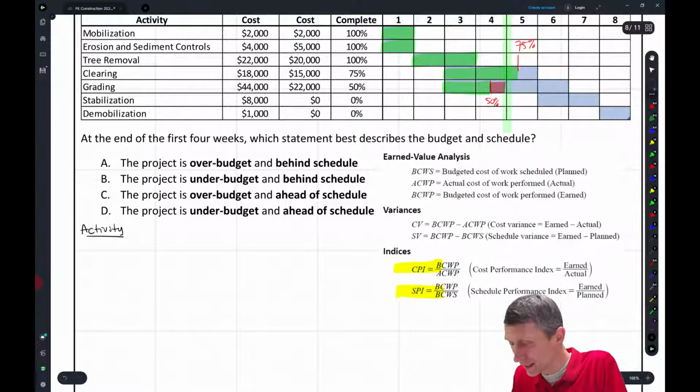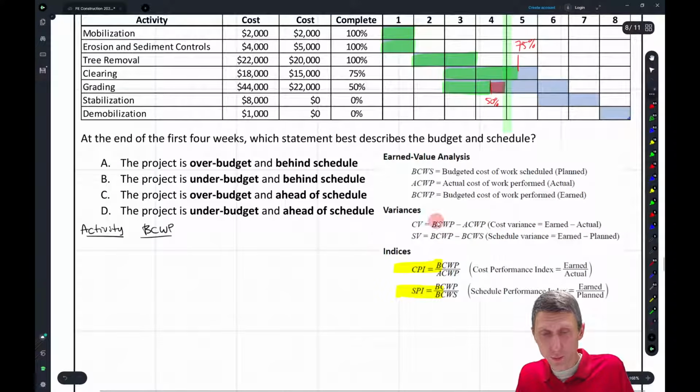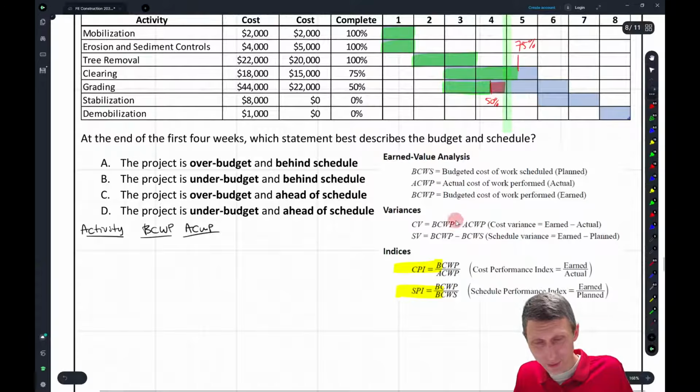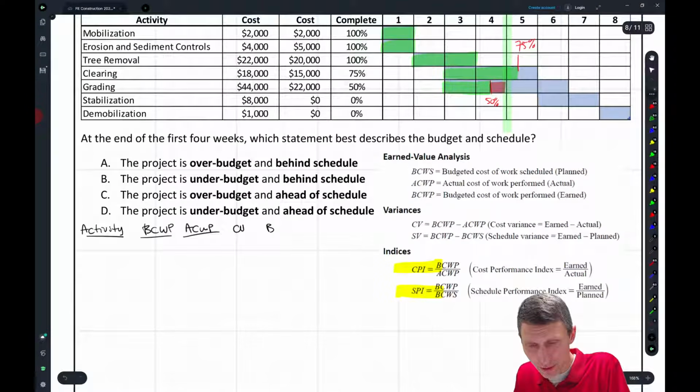Okay, and then I'm going to calculate my BCWP, or budgeted cost of work performed. I'm going to start with the work performed. The reason I'm starting with my work performed is because that's the first one in each of these, the cost variance and the schedule variance. I'm going to start there, and then I'm going to do the actual cost of work performed, and then I'm going to do the cost variance first. And then I'm going to do the budgeted cost of work scheduled and the schedule variance.